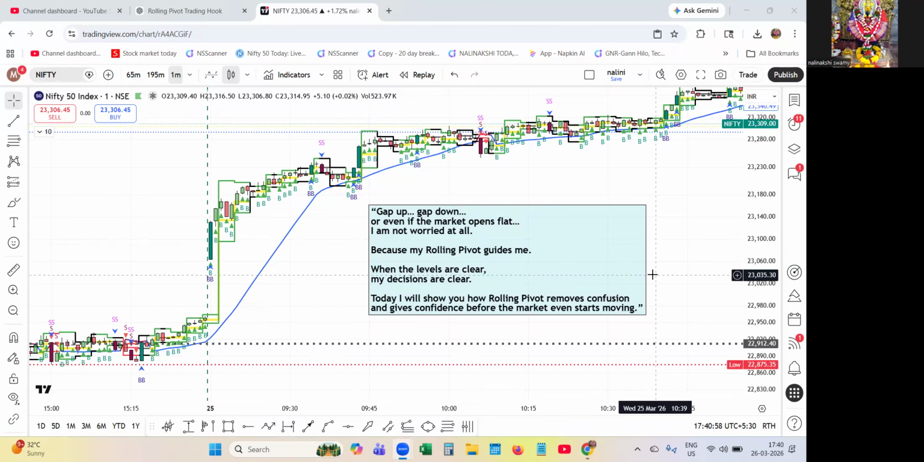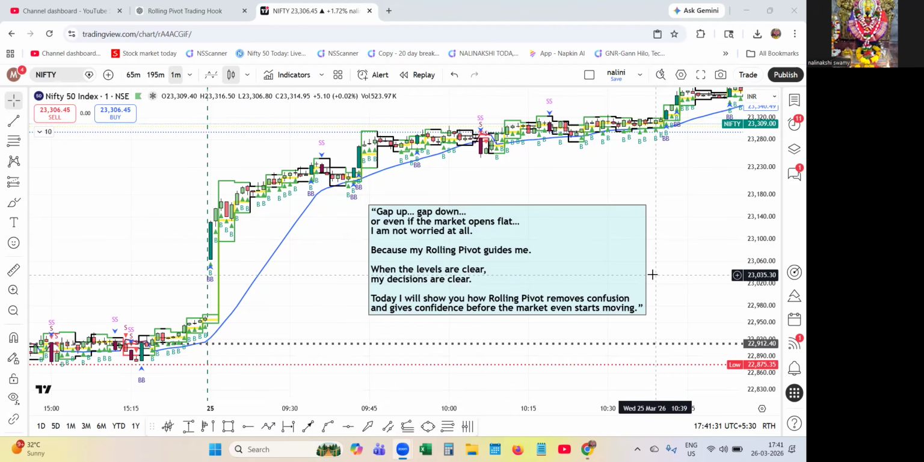I want to tell you something before. Before creating my indicator, rolling pivot, I used to run after so many things. I used to calculate the wicks. Based on the wicks, I used to calculate the levels. I used to collect the data, open interest and everything, and download it to an Excel sheet, and I used to struggle a lot.